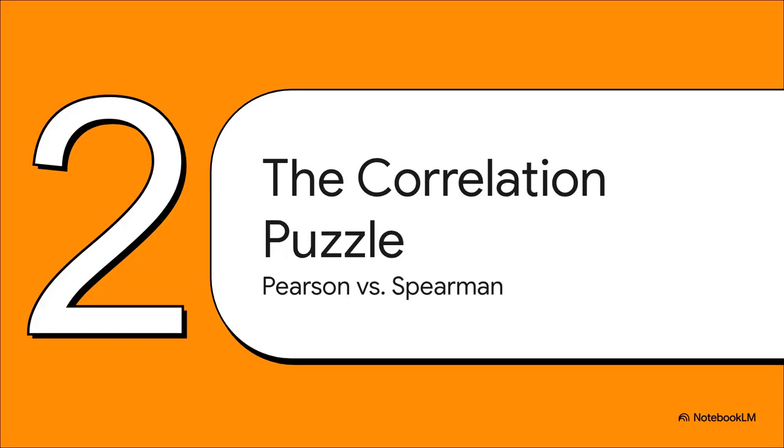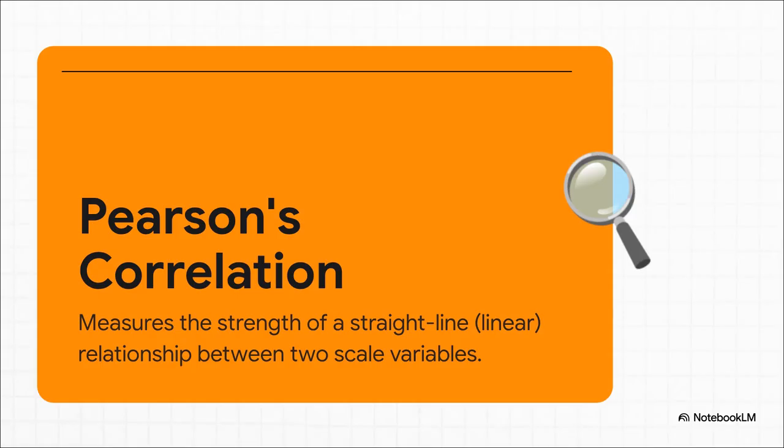So this brings us right to the heart of the puzzle. Pearson versus Spearman. The researchers knew their first tool wasn't quite right for the job, so they brought in another one to see what would happen. Let's meet the contenders. First up, we've got Pearson's correlation. You can think of it as the traditional workhorse of statistics. Its job is super specific. It is looking for a perfect straight-line relationship. As one thing goes up, does the other thing go up or down in a perfectly consistent line?